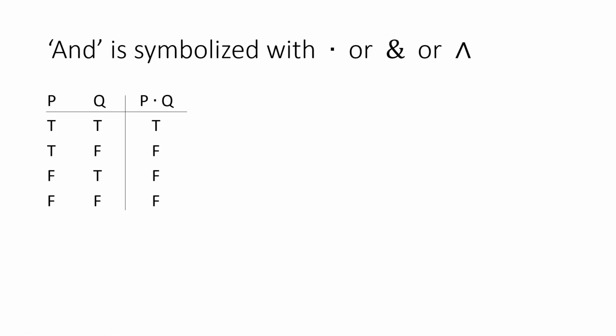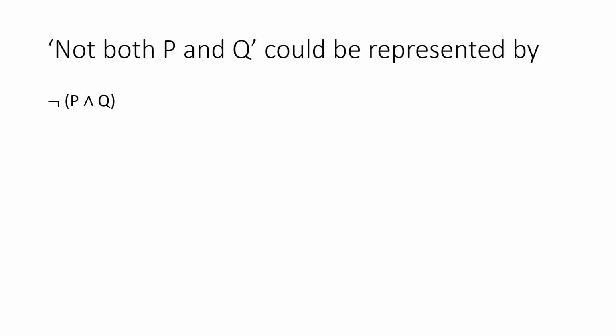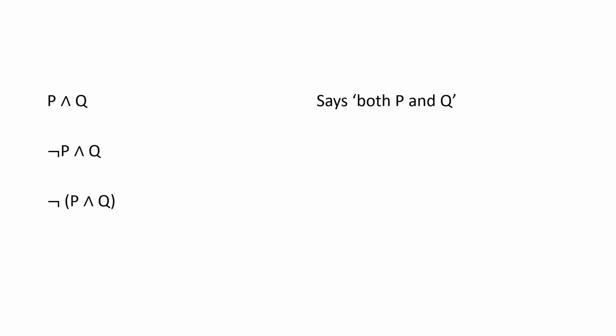I could communicate all that same information with the other symbols, with a dot here, or an ampersand. The symbols are interchangeable. The sentence not both P and Q could be represented this way. Not both of them. P caret Q, this line right here, says both P and Q.